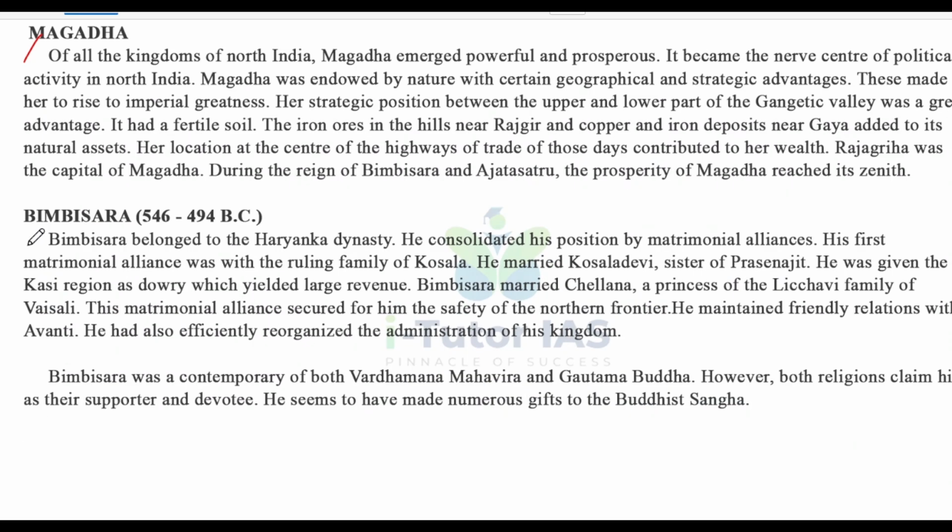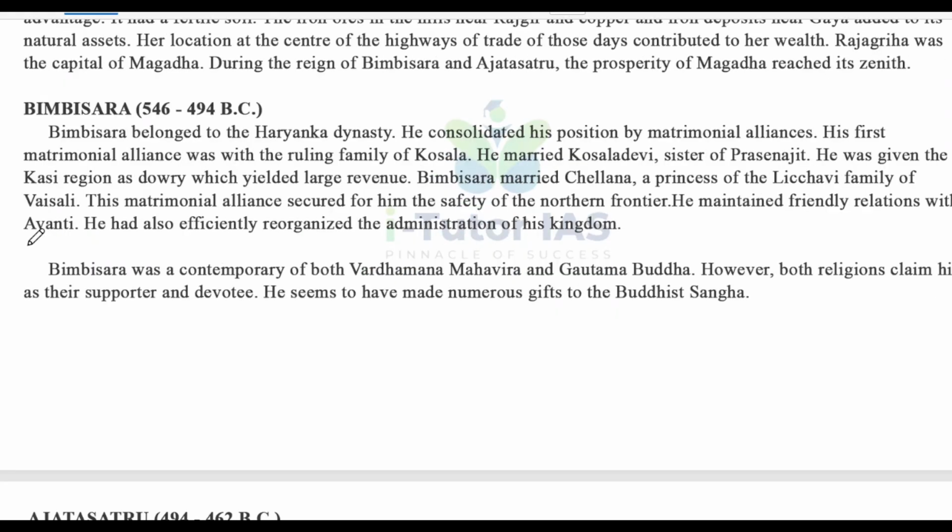So, Bimbisara. Who is Bimbisara? Bimbisara belonged to the Haryanka dynasty. His time period is 546 to 494 BC. He consolidated his position by matrimonial alliances. His first matrimonial alliance was with the ruling family of Koshala. He married Kosala Devi, sister of Prasenajit, and he was given the Kashi region as dowry, which yielded large revenue.